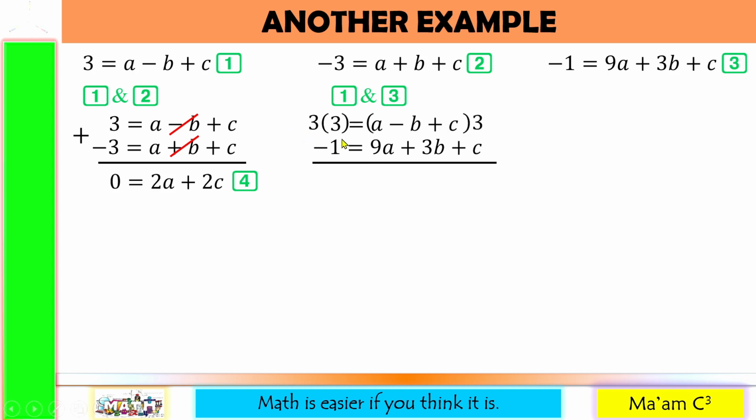3 times 3 will give me 9. And then 3 times a is 3a. 3 times negative b is negative 3b. 3 times c is positive 3c. Let me rewrite equation 3.